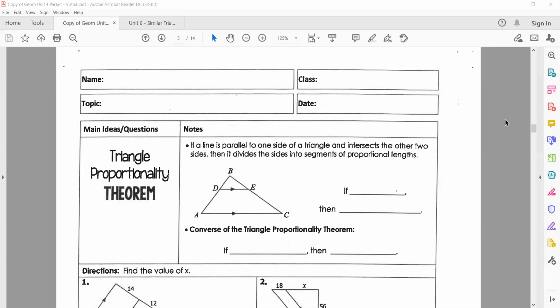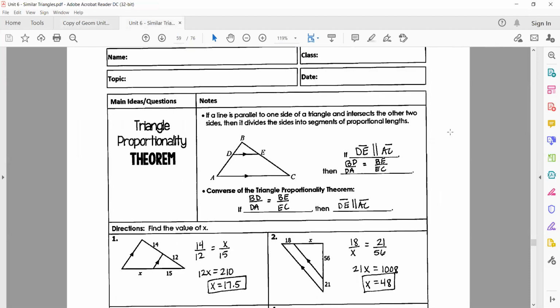This is not a mid-segment situation, and you can see from the drawing even that this DE line is not in the center of either of the two sides. It's not connecting the midpoints. So we're not talking about creating congruent segments on the sides of the triangle. We're talking about creating two proportional triangles. So here's what that looks like when you fill in the blanks.